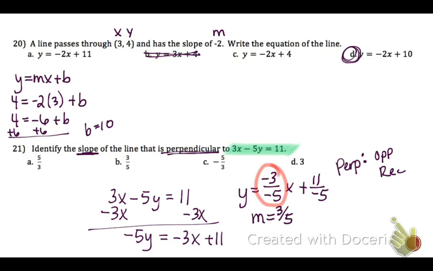Okay, answer B says 3 over 5. That's not my answer, because that would be if our lines were parallel. We don't want it to be the same. D isn't close, so we'll cross that one off. So my answer is either 5 thirds or negative 5 thirds. So remember, perpendicular is opposite, which means change the sign, and reciprocal, which means flip the fraction. So it's going to be a negative 5 over 3. So our answer is C.